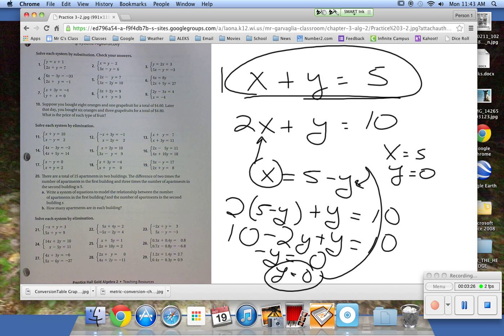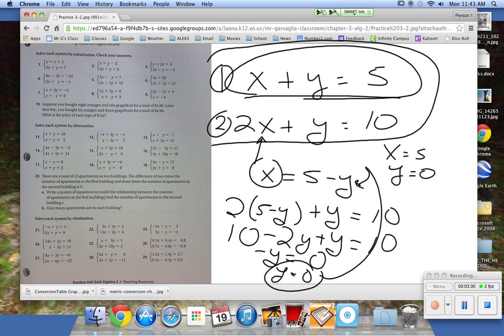This is one equation. This is two equations. You've got two equations, two unknowns. All right? So what I did is I solved for x in this first equation. I just brought y to the other side, so it's 5 minus y.